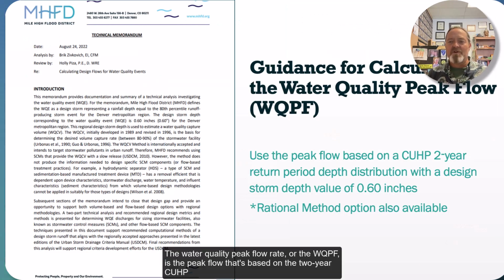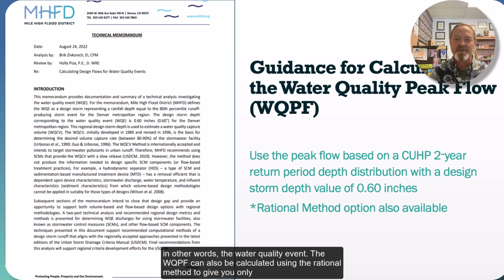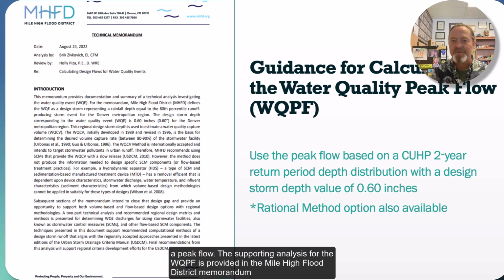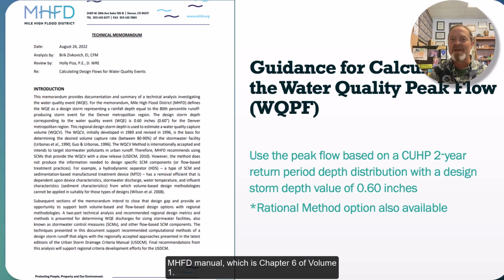The water quality peak flow rate, or the WQPF, is the peak flow that's based on the 2-year CUHP rainfall distribution with a design storm depth equal to 0.6 inches, in other words, the water quality event. The WQPF can also be calculated using the rational method to give you only a peak flow. The supporting analysis for the WQPF is provided in the Mile High Flood District memorandum that I'm showing you here that's available on Mile High's website. It's also now included in the runoff chapter of the MHFD manual, which is Chapter 6 of Volume 1.